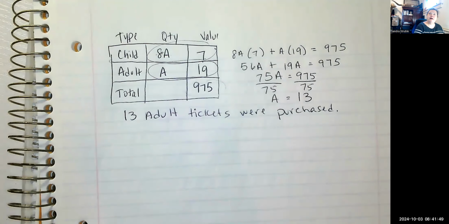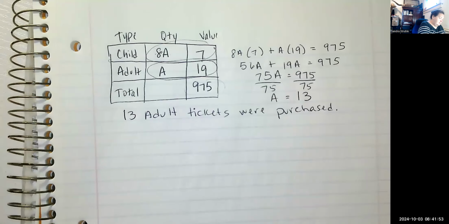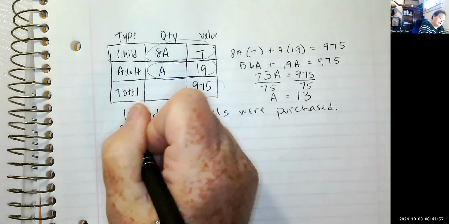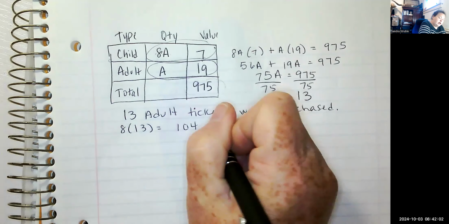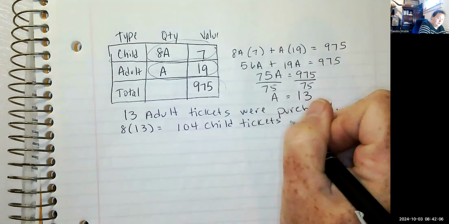Okay, let's go ahead and find out how many child tickets were purchased. 8 times that. So 8A, so that's 8 times 13 is 104 child tickets were purchased.